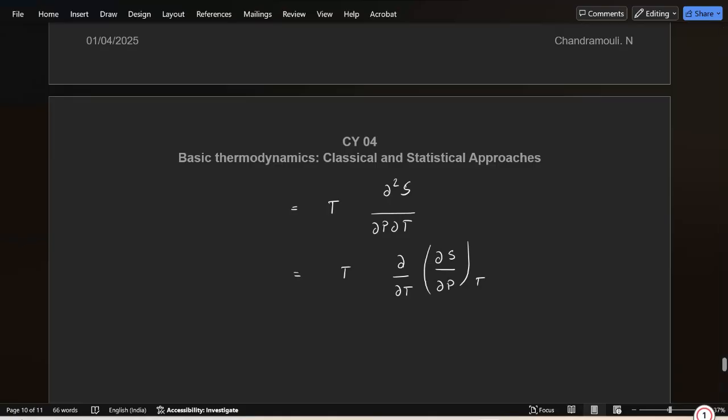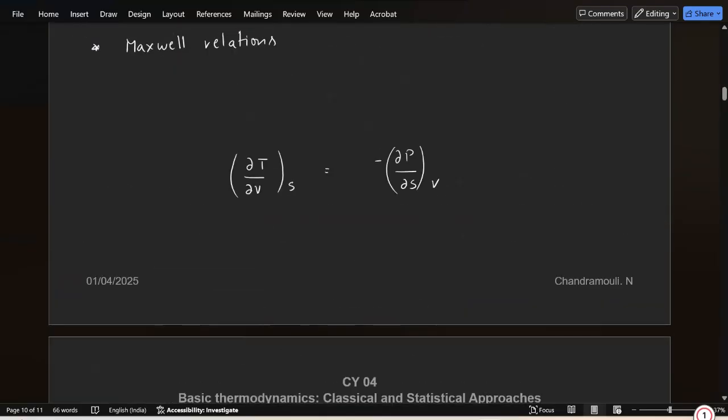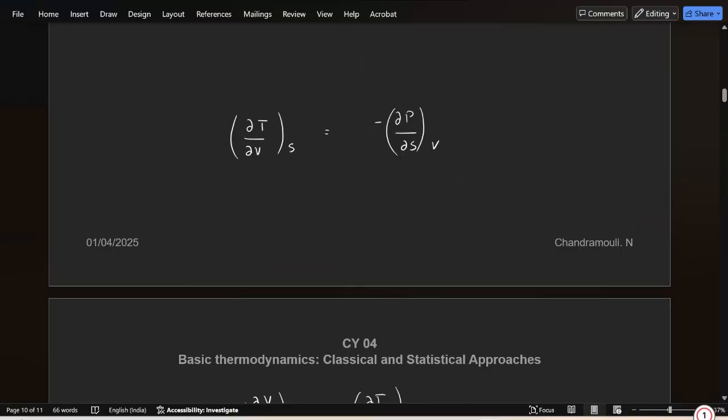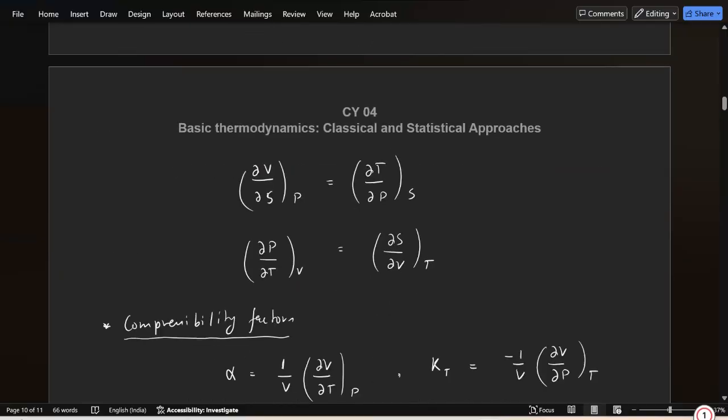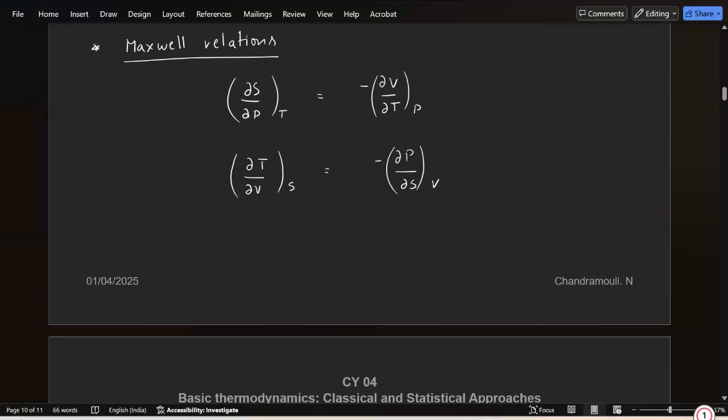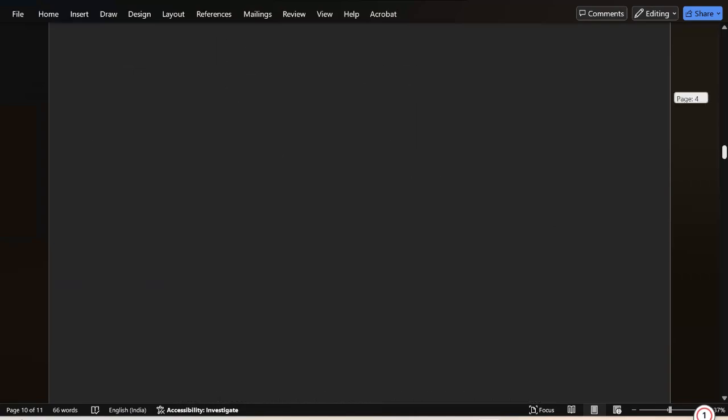So then what happens? We need to use the Maxwell relation now. So what is the Maxwell relation? Remember we did this before. Let me just go back. Del S by del P at constant temperature. Okay, if we go here, the Maxwell relation: del S by del P at constant temperature is minus del V by del T at constant pressure. So we'll just substitute that here.